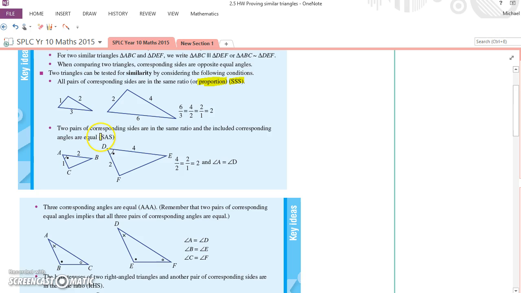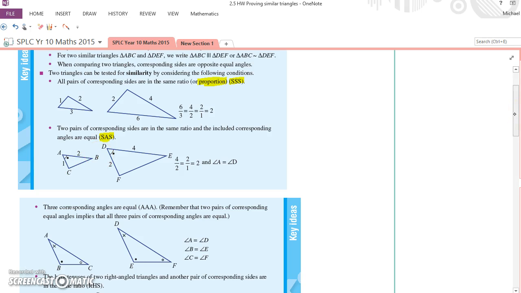Similarly, if we have two sides in proportion and the angle in between them being equal, so you can see here 1 and 2, 2 and 4, so the one on the right is double the one on the left, the angle in between is the same, then that remaining side would be in proportion in each of the triangles.